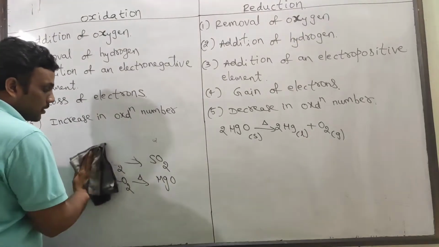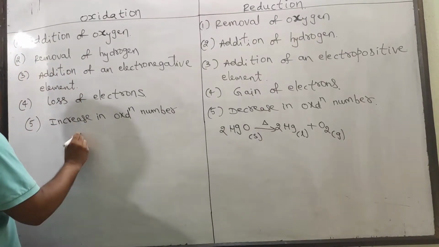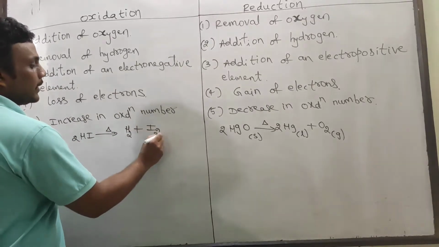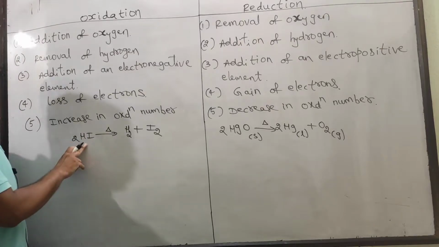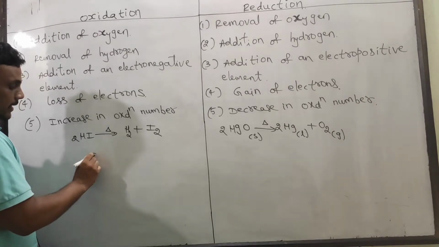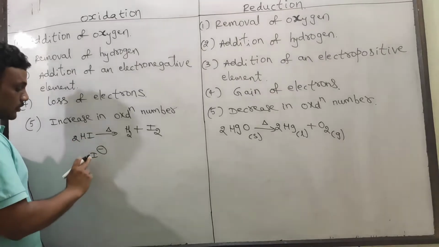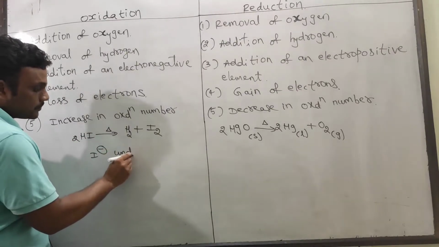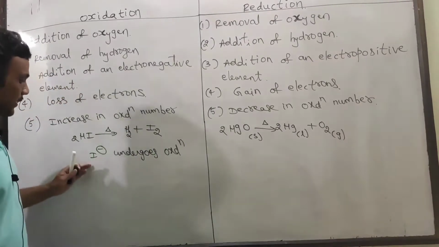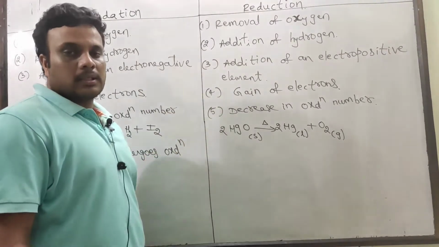Oxidation is removal of hydrogen as well. When you remove hydrogen from any particular element, like hydrogen iodide, on decomposition it gives H2 and I2. Earlier iodine was present along with hydrogen, so hydrogen is removed from iodine. We can say that iodine is present in the form of iodide ion here, in hydrogen iodide. So the iodide ion, I minus, undergoes oxidation. Removal of hydrogen takes place from the iodide ion. Similarly, the definition is reversed here.